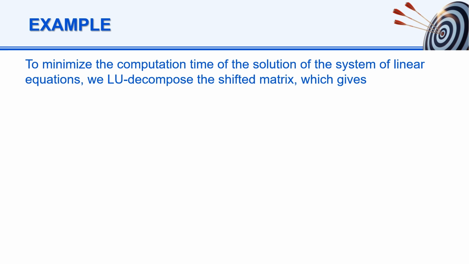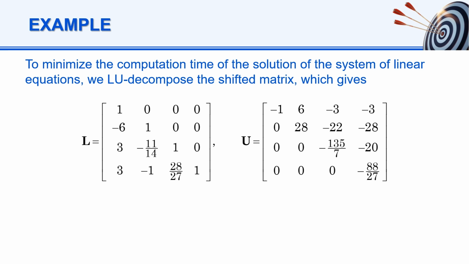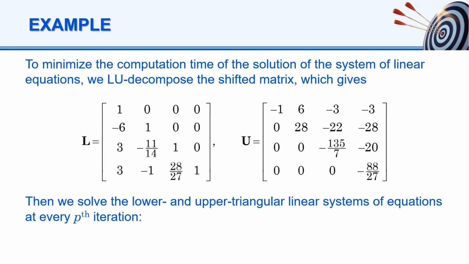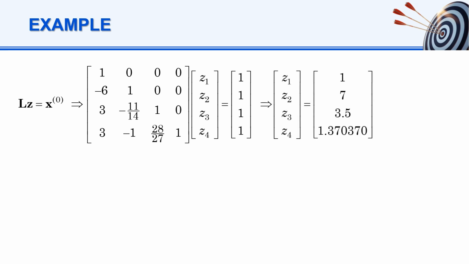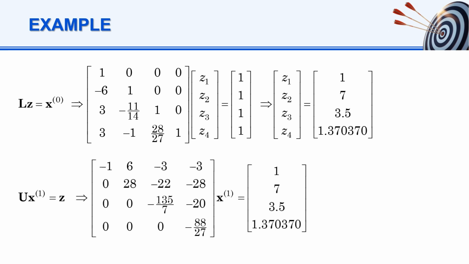Therefore, to minimize the computation time of the solution of the system of linear equations, we decompose the shifted matrix, which gives the following. Then we solve the lower and upper triangular systems of equations at every pth iteration. We begin with the initial guess vector and solve the lower triangular system, Lz equals x0, using the forward substitution algorithm, which gives the following. Then we solve the upper triangular system Ux1 equals z using the back substitution algorithm, which results in the following.